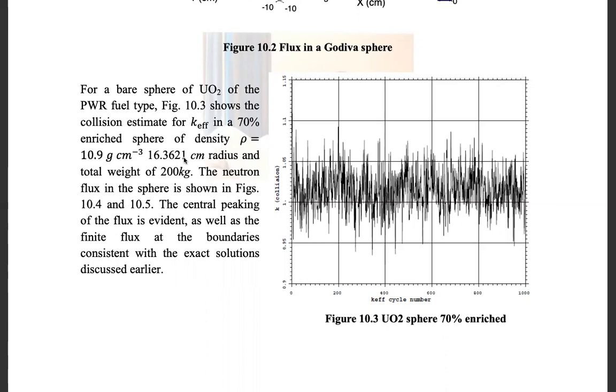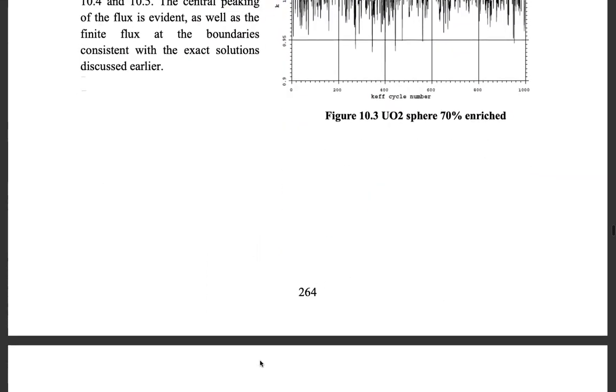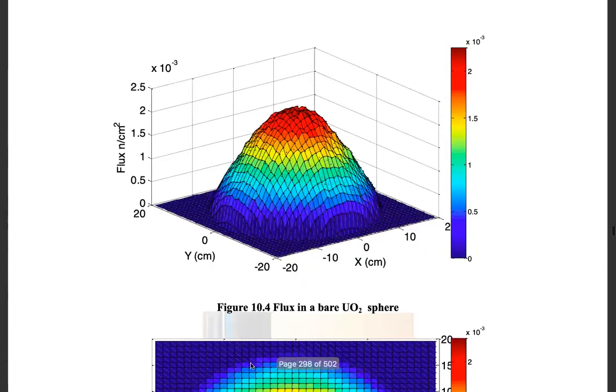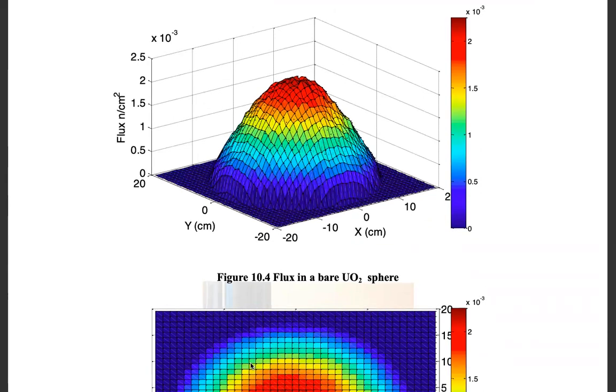Now compare this with Godiva, which was critical at about 8.7 centimeter radius. Here the total weight is 200 kilograms. But you can see over here that again there's fluctuation of K. Okay, so these are the applications of Monte Carlo simulation for a bare sphere.